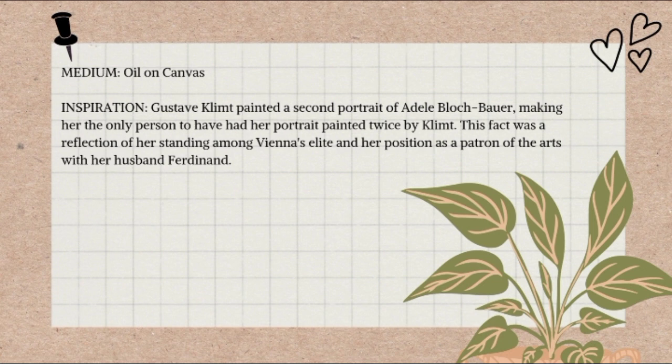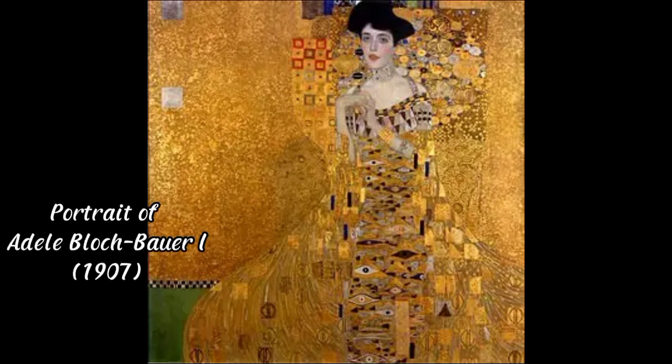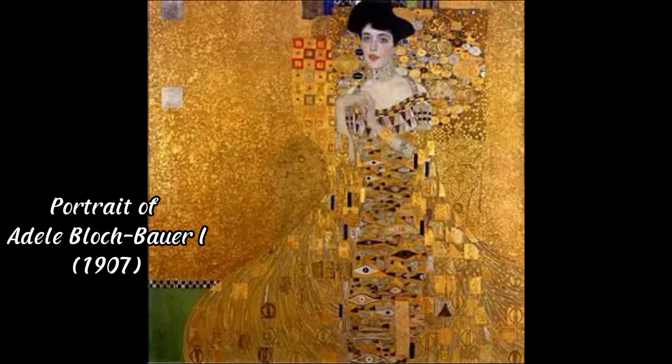The inspiration is that Gustav Klimt painted a second portrait of Adele Bloch-Bauer, making her the only person to have had her portrait painted twice by Klimt. This fact was a reflection of her standing among Vienna's elite and her position as a patron of the arts with her husband Ferdinand. The last famous painting is the Portrait of Adele Bloch-Bauer.